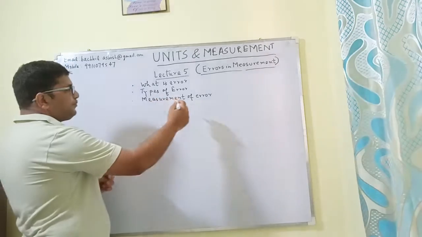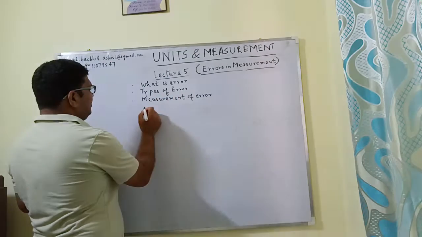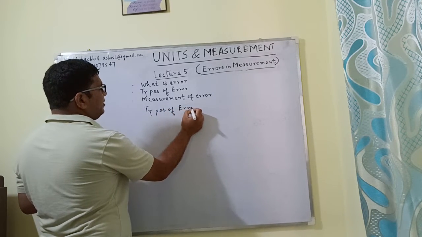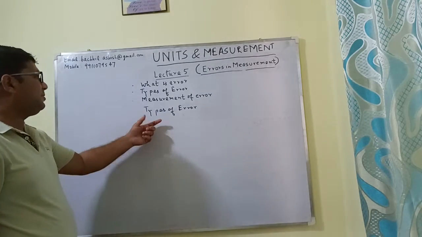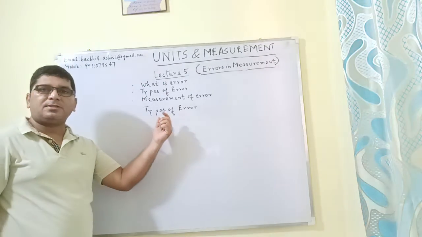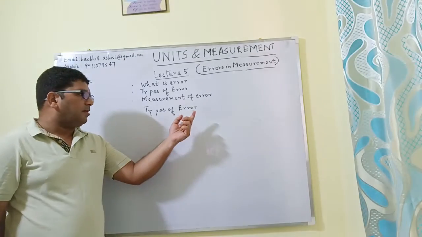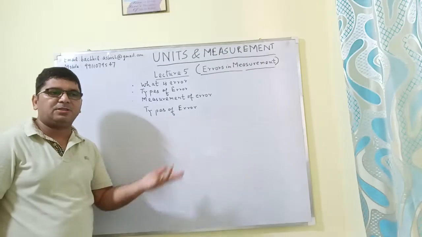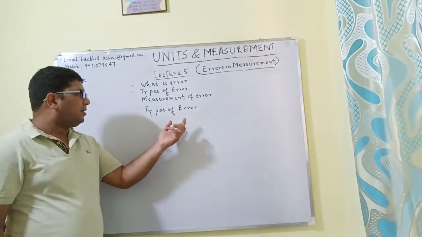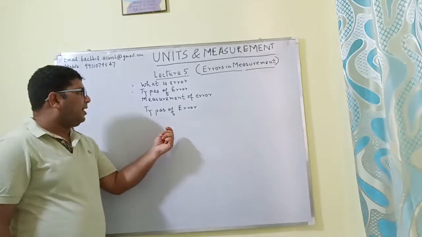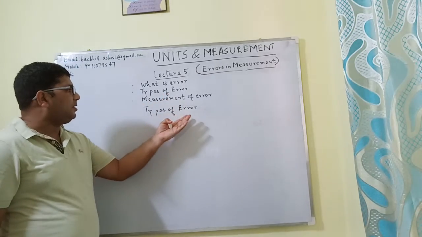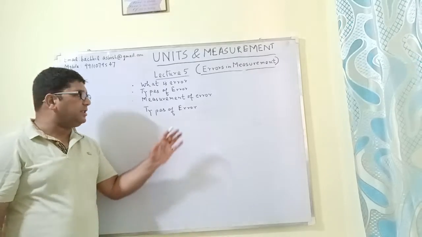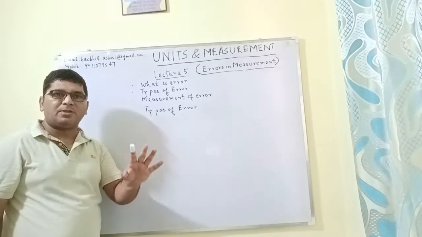The second thing is the types of error. I am taking this lecture because it has relevance with respect to your board examination. In the board examination, you might be asked a few questions. It can be in the form of MCQs: what are the different types of error, what is the instrumental error, what is the personal error, what is the random error. These types of questions can generally be asked in the board examination.